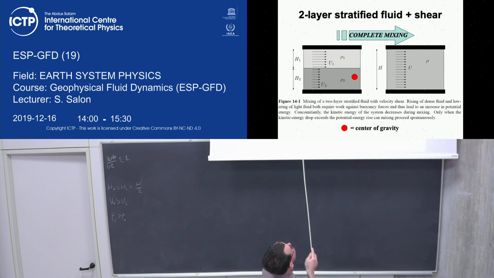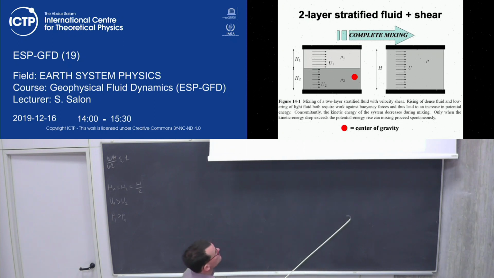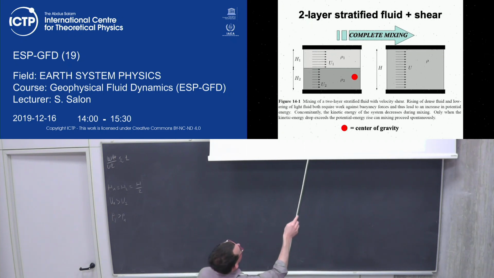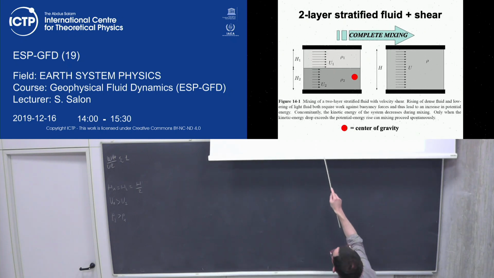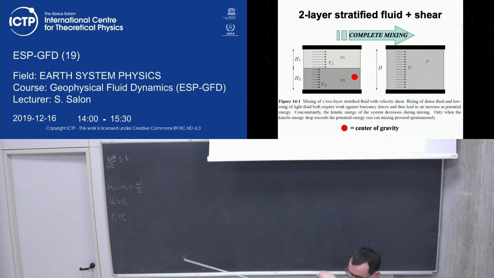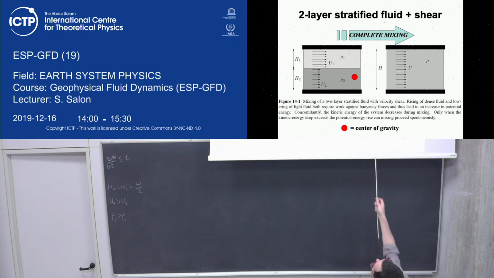Because of the variation in density. Because this fluid here is denser, of course, the center of gravity will stay a little bit below the half height. So what happened? The shear is starting to create some mixing. So we have kinetic energy which overcomes the potential barrier. Up to the end, we obtain complete mixing. So all the channel flow will have a uniform velocity and an average density rho over the entire height h.